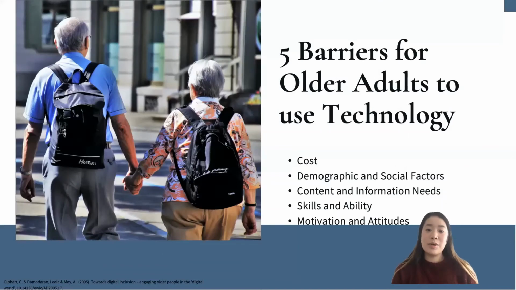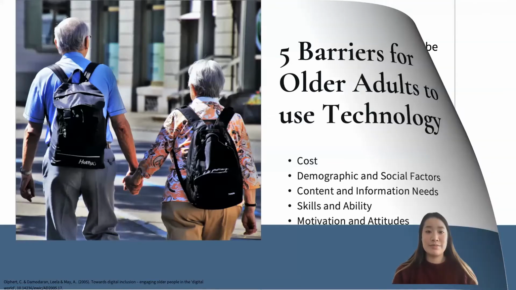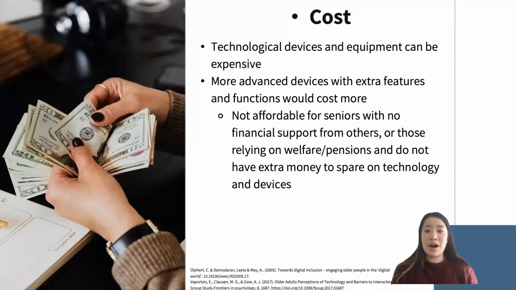Moving on, we will now discuss the five main barriers that have been identified by researchers which influence the lack of technology use from older adults. This includes the cost, demographic and social factors, content and information needs, skills and ability, as well as motivation and attitudes. The first barrier is the cost.